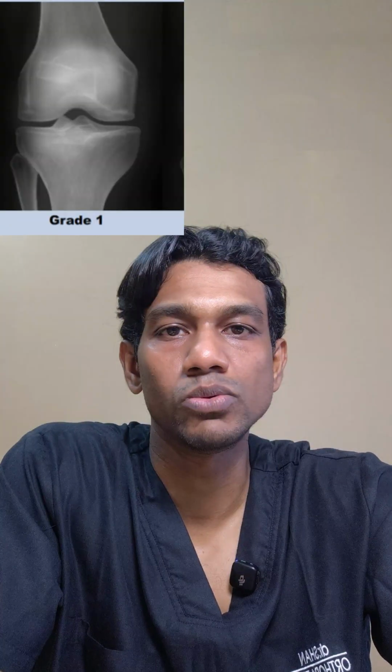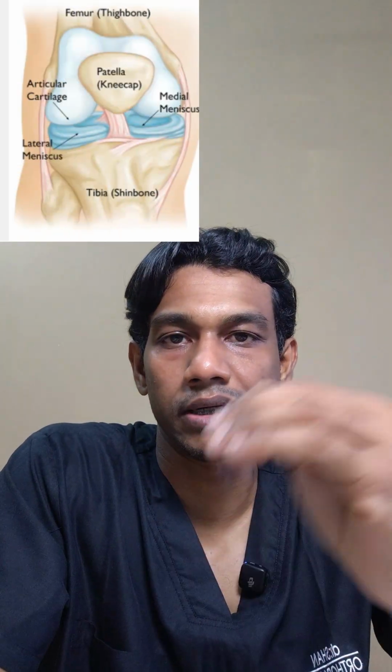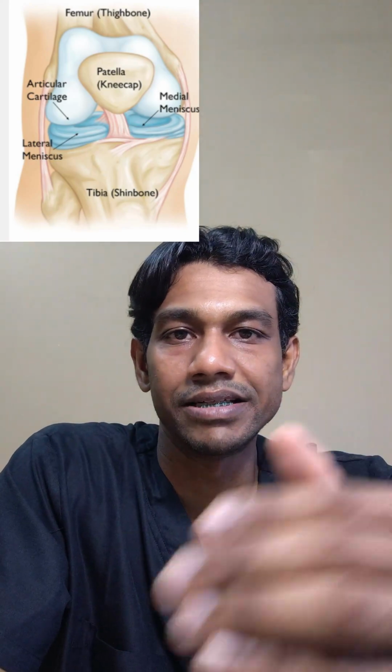Now, stage 1 is what we call a suspicious reduction in the joint space. Now, when we typically see a knee x-ray, we will see the thigh bone and the leg bone, and you will see a space in between. Now, this space is not an empty space, it actually has cartilage and meniscus, and what happens in knee osteoarthritis is that the cartilage becomes thinner and thinner, thereby you will see a reduction in the joint space. So in grade 1, it is just suspicious.